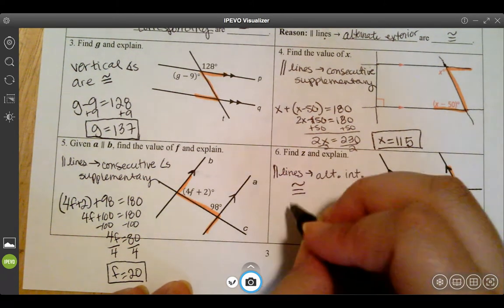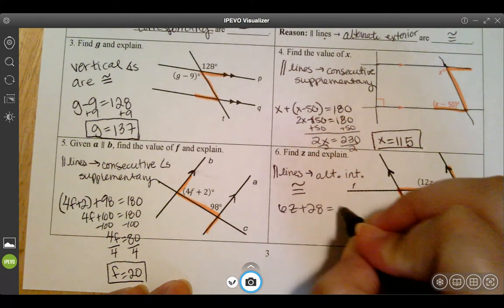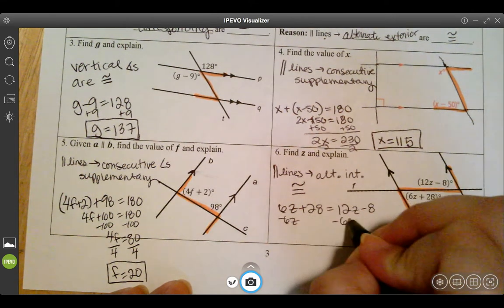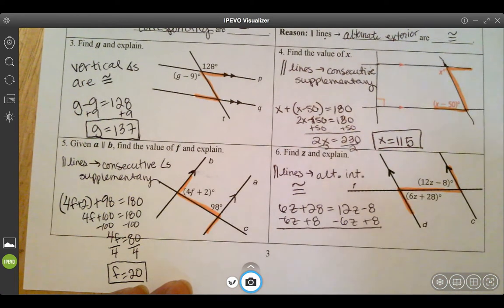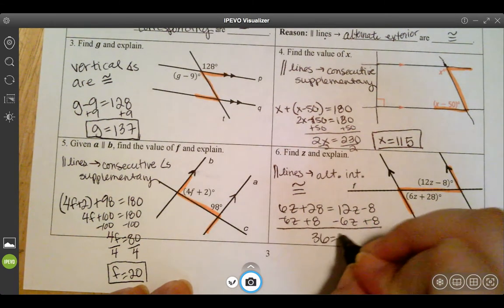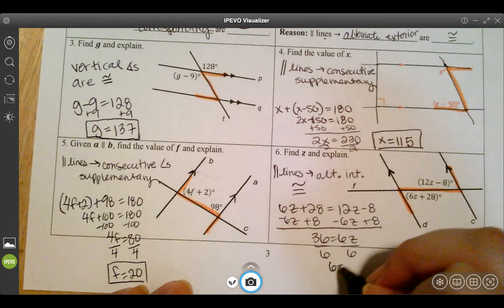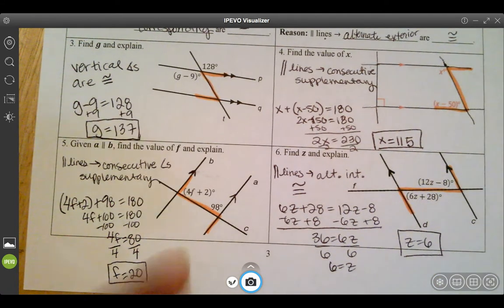And so we can say 6z plus 28 equals 12z minus 8, minus 6z, plus 8. And so we have 36 equals 6z. Divide by 6. 6 equals z. I'll rewrite it up here just to write z first. It doesn't have to be first by any means. You could leave it like this. That's just for clarity.